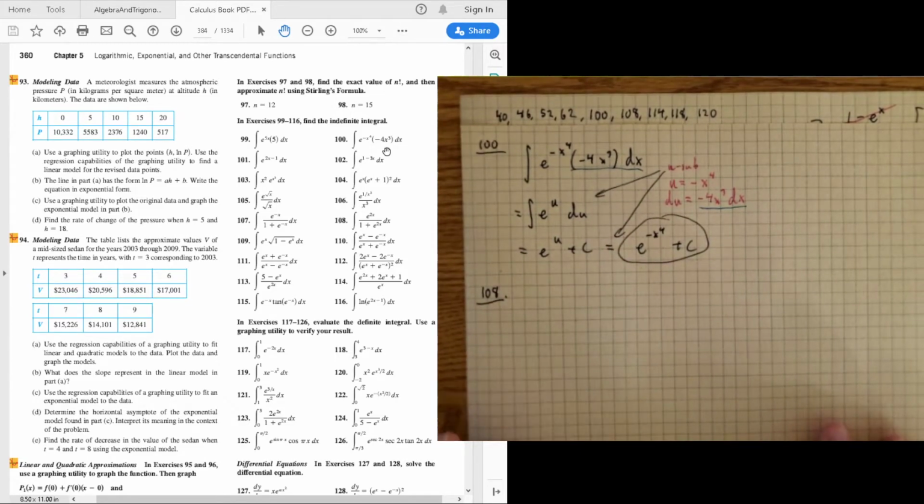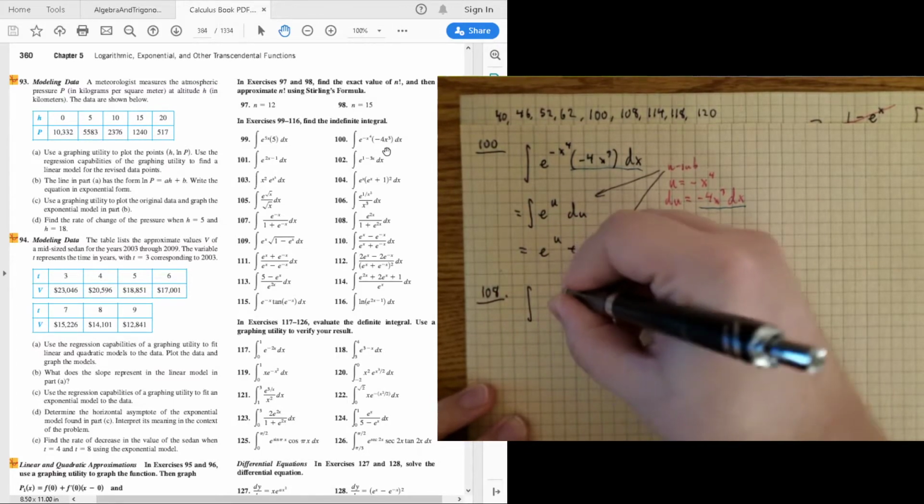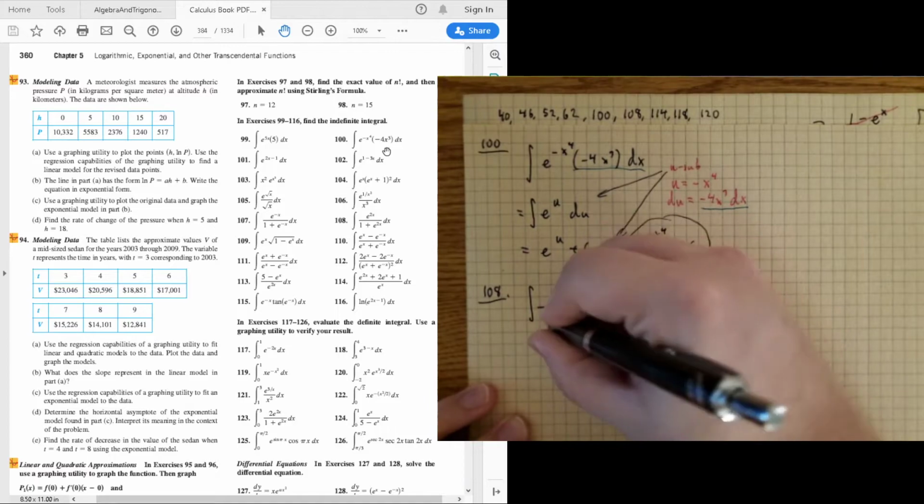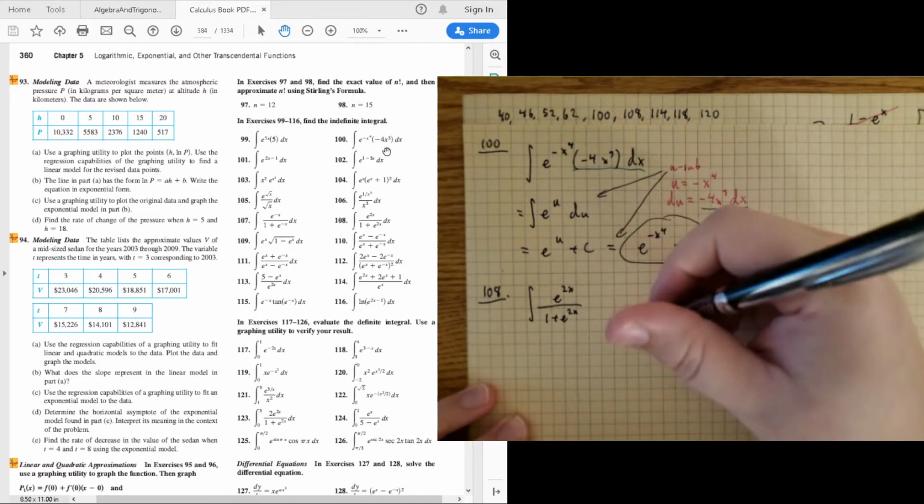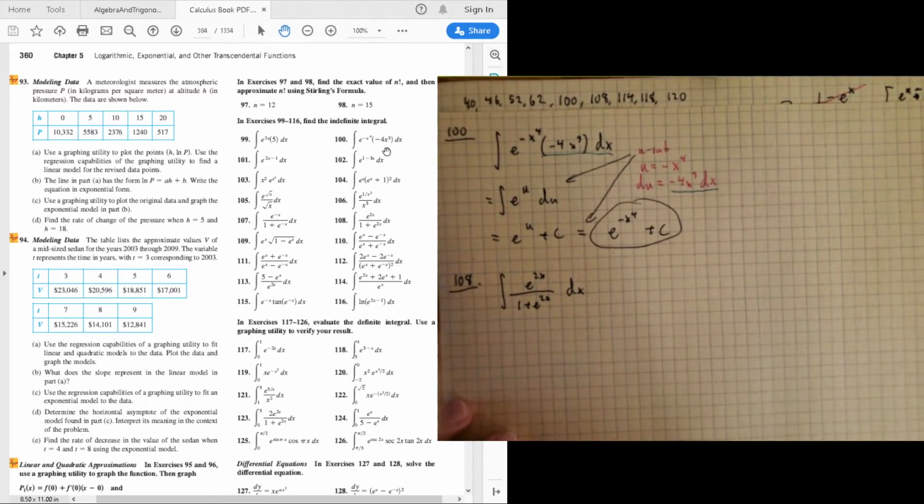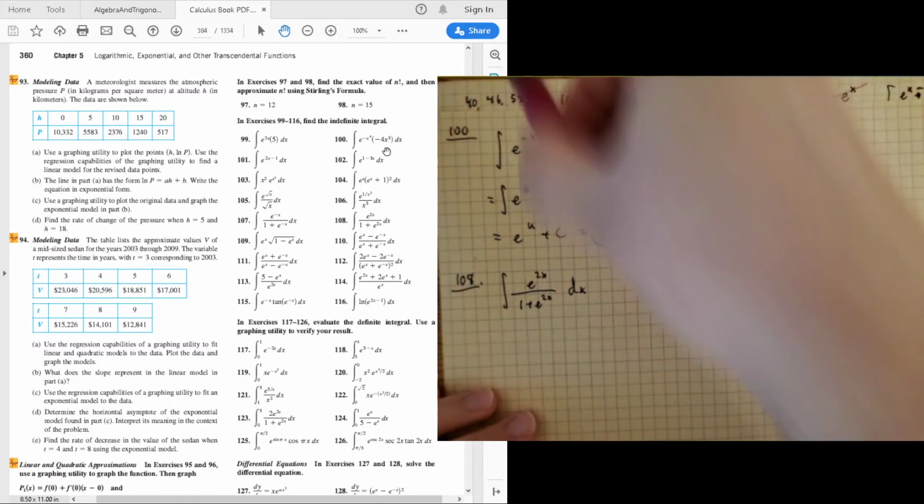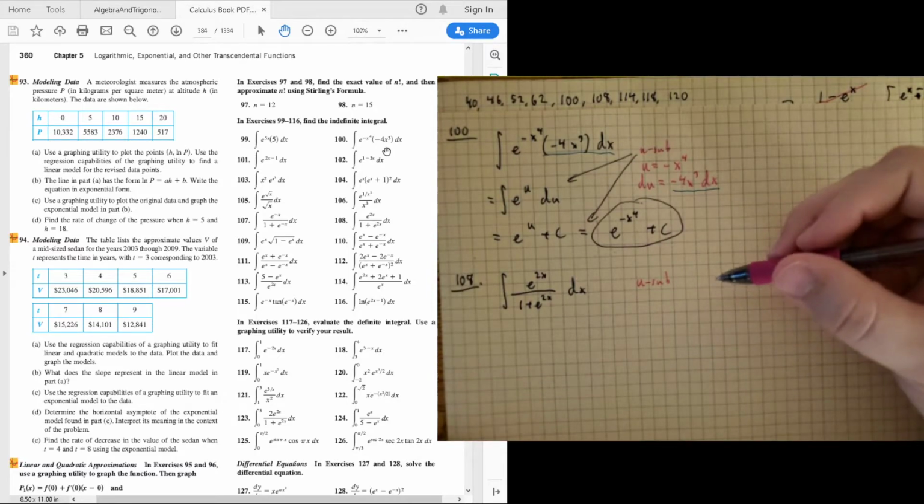108 is one of my favorites in this section because it's so unique. We have the integral of e to the 2x over 1 plus e to the 2x dx. So once again, I know this doesn't match any of my standard forms, so my first step is going to be, let's find a u sub. What's something whose derivative is in the problem?